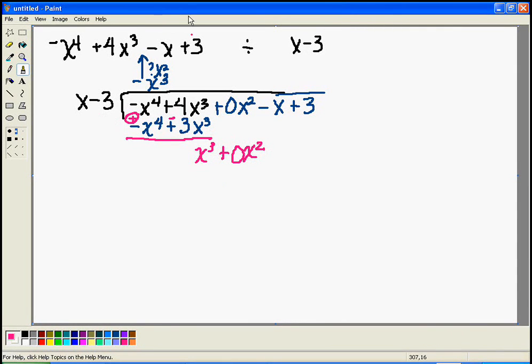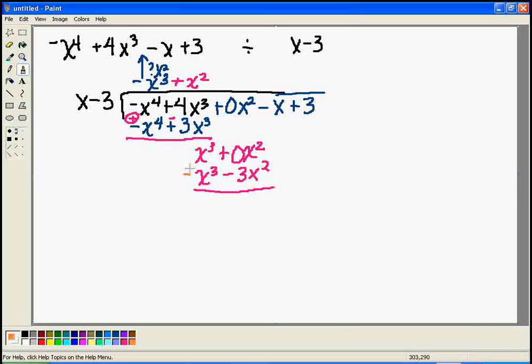What times x gives me x cubed? That's an easy one. X squared, okay? So I get x cubed. And now x squared times minus 3x gives me a minus 3x squared. And now you can see why I have my placeholder, okay? If I didn't have my placeholder, I would have brought down the x, and now I'd have an x squared term, and it would be total chaos, okay?